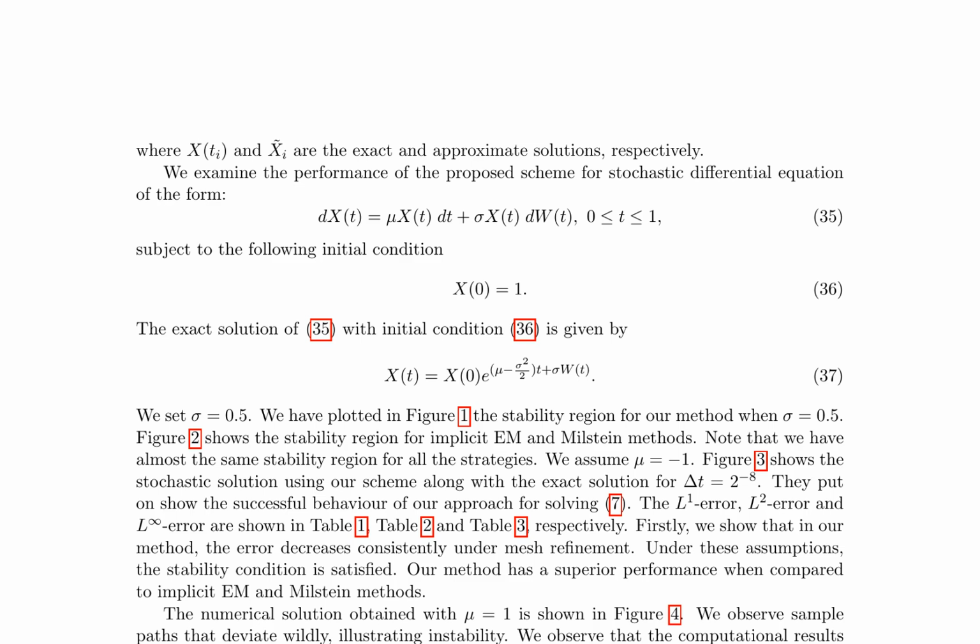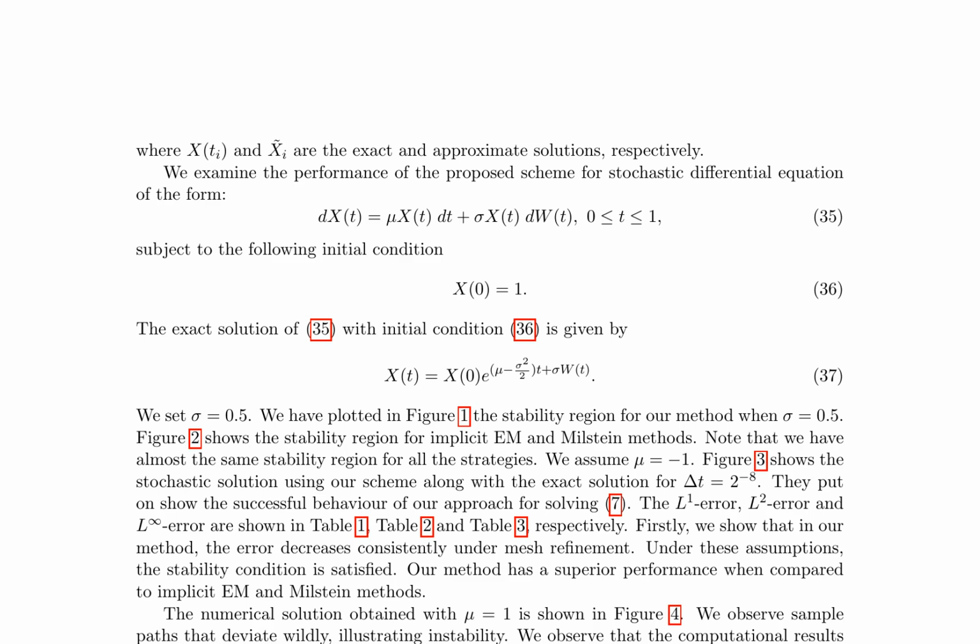The authors of the study examine the performance of their proposed scheme for solving stochastic differential equations, specifically focusing on the form dx t equals mu x t dt plus sigma x t dw t, with an initial condition x 0 equals 1. The exact solution to this equation is given by x t equals x 0 exp of mu minus sigma squared over 2, t plus sigma w t. In their analysis, they set sigma equals 0.5 and assume mu equals 1.